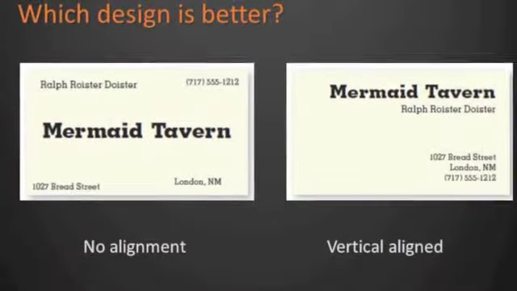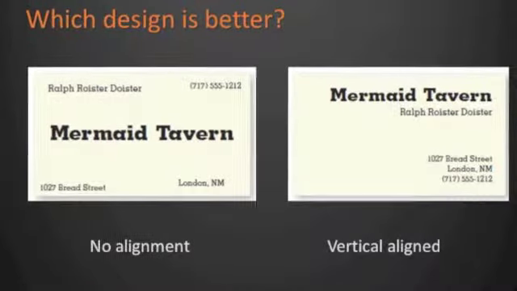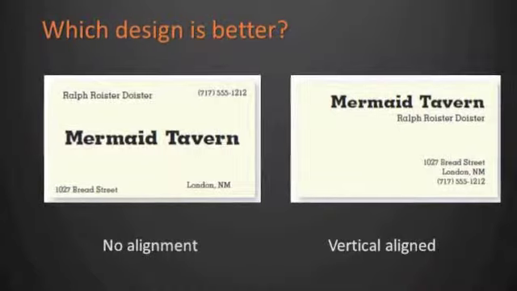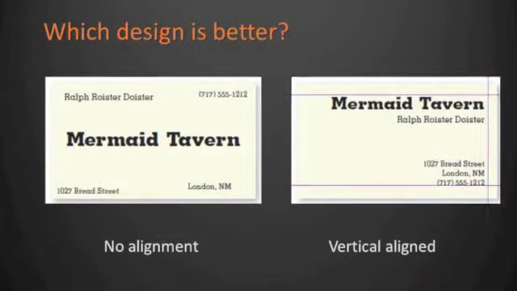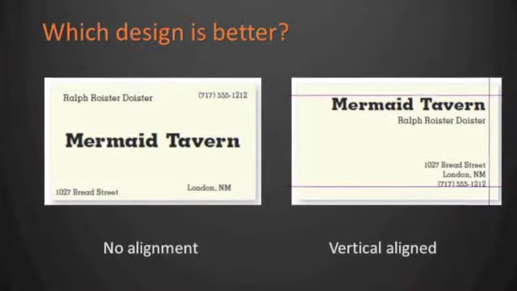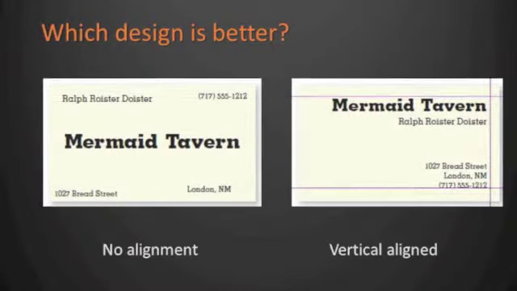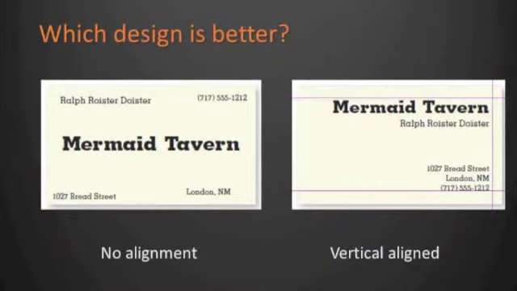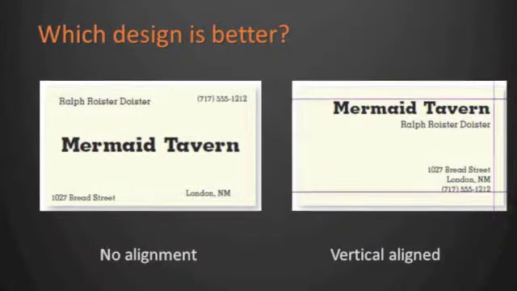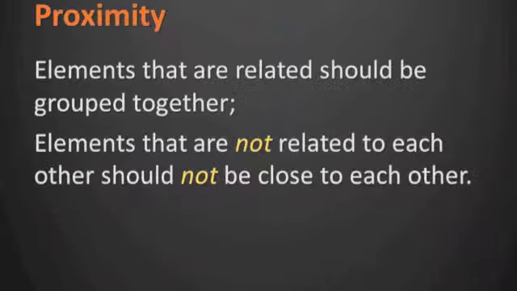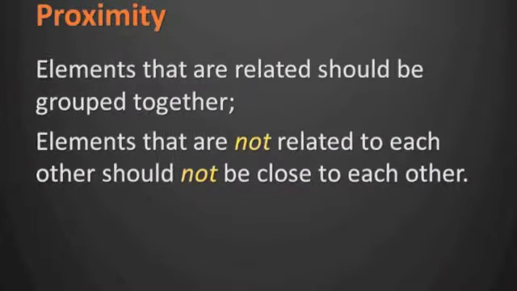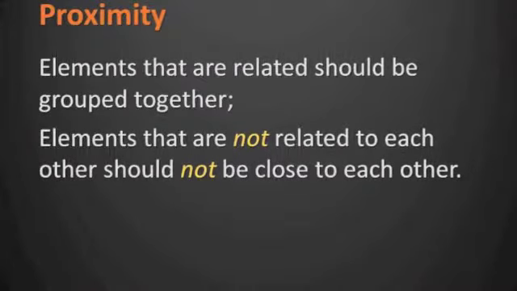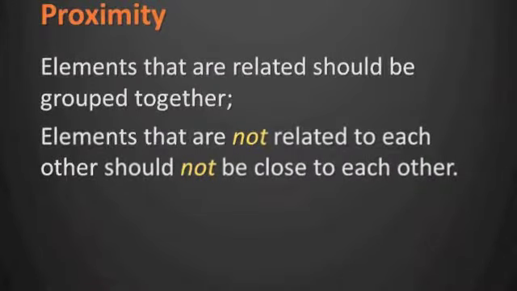Because you can see on card A, not a single element has any connection with other elements. But elements on card B have the vertical alignment. They are all aligned to the right of the card. You may also notice that on card B, related items are grouped together. Such a kind of grouping is related to our last principle, that is proximity. According to the proximity principle, elements that are related should be grouped together, and elements that are not related should not be close to each other.